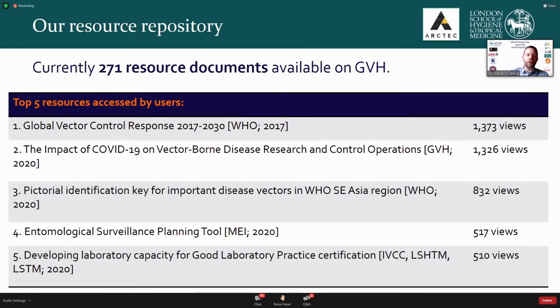Then we conducted a survey on the impact of COVID-19 on vector-borne disease research and control operations last summer, and the preliminary findings are shown here. And I think the third document, which is interesting for this audience, is a pictorial identification key for important disease vectors in the WHO Southeast Asia region. And then we have some more technical tools as well, in terms of how to plan entomological surveillance, but also how to develop laboratory capacity for good lab practice certification that was developed together with IVCC and the Liverpool School.